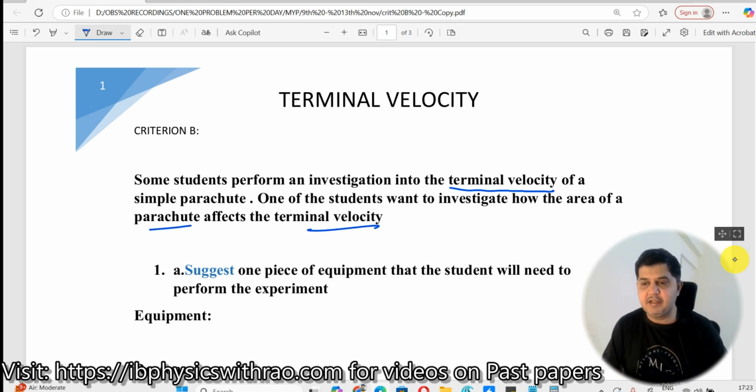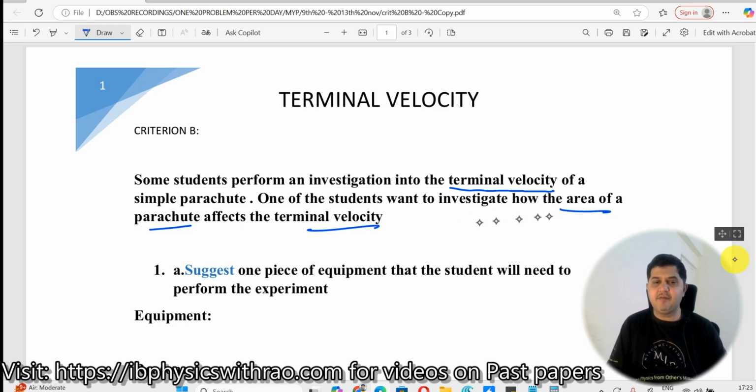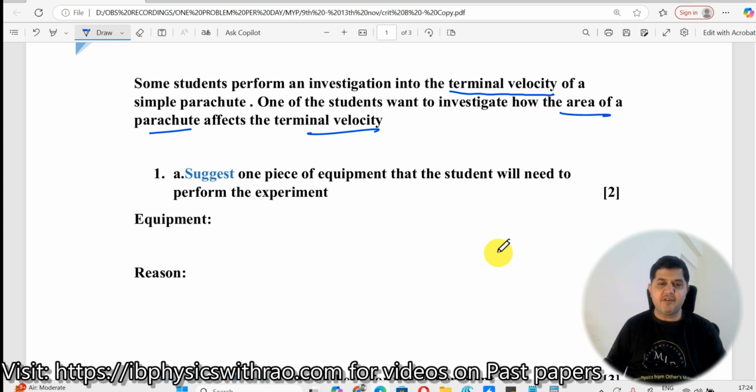The clue is already given to you, saying how the area of a parachute affects the terminal velocity. It means if you have a smaller surface area, will it increase the terminal velocity? Or if you have a larger surface area, what will happen to terminal velocity? It's an open-ended question. Okay, now you need to work on this. Suggest one piece of equipment that the student will need to perform the experiment.